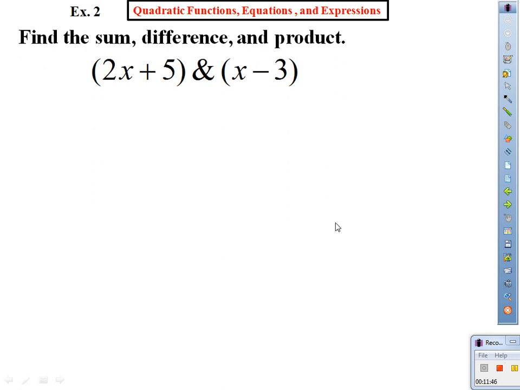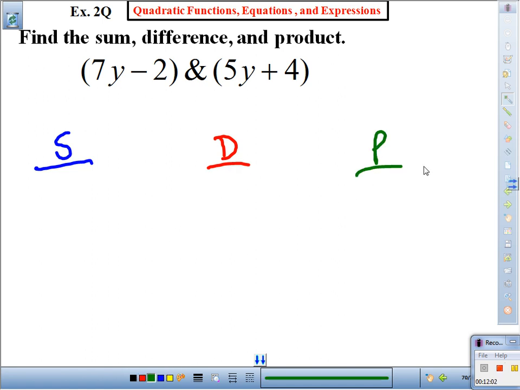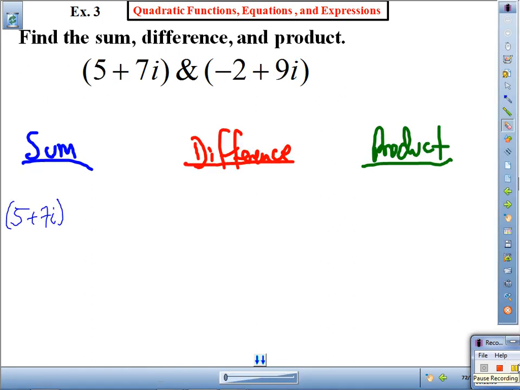Example 2Q, find the sum, difference, and product. And once again, the same colors, blue for sum. You want to just label it S, red for difference, and green for product. Copy that and go. All right, here we go.